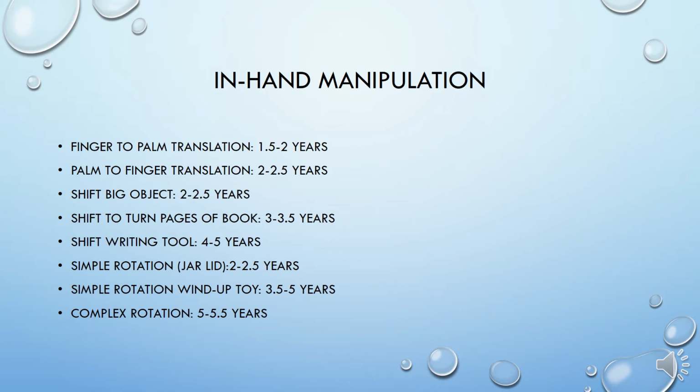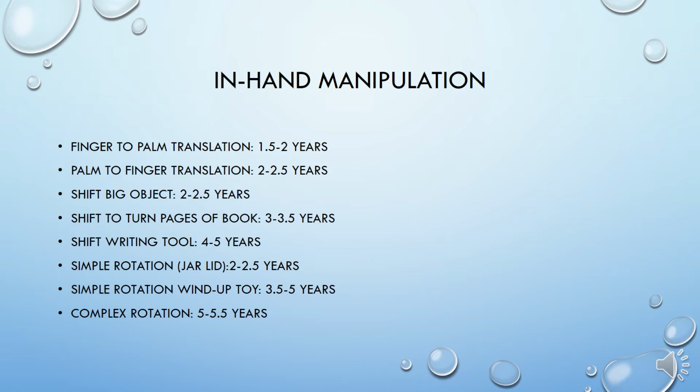So shift on a big object. So if a child is turning a big knob on something, that's 2 to 2.5 years. And shift to turn the pages of a book is about 3 to 3.5. So that's when you're able to hold several pages and slide your thumb and fingers apart so that you only have one page, and then turn the page of the book.